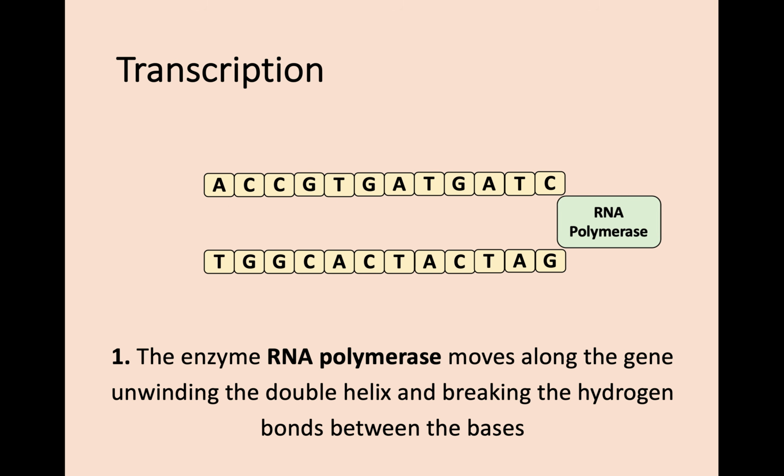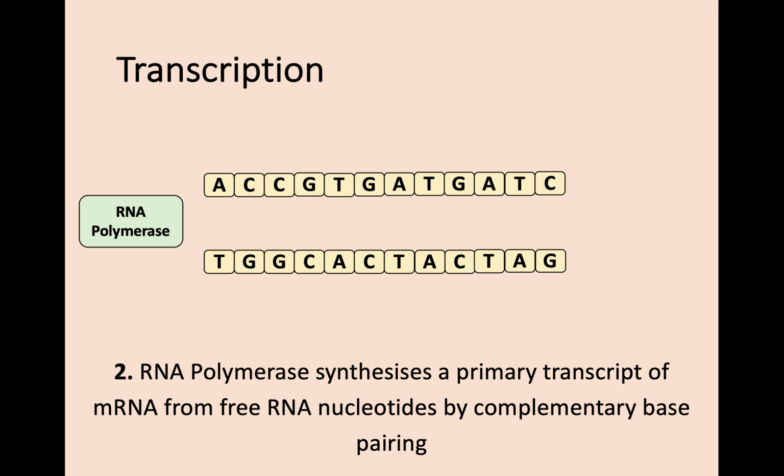Once this has happened, we then have RNA polymerase synthesizing a primary transcript of mRNA from the free RNA nucleotides that are around the area, and this takes place through complementary base pairing. So remember, it's going to be the same complementary base pairing, but instead of a T, there's going to be a U. Instead of thymine, there's uracil.